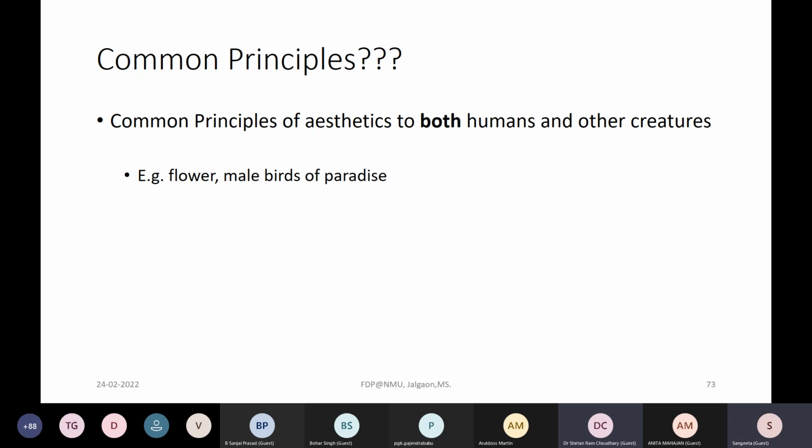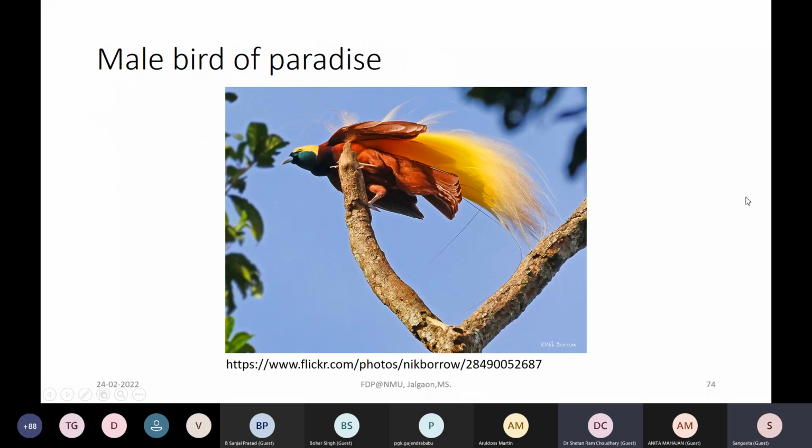Honeybee, correct? So that is what he's saying. These are principles by that professor, I'm coming to him in a bit. He says there are common principles of aesthetics, but the need may be different. For humans it is different, and for a honeybee it is different. Have you seen this male bird of paradise? Anybody has seen? Now you can see. Can you see? How do you find this bird?